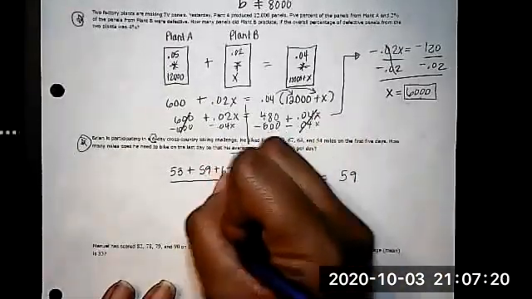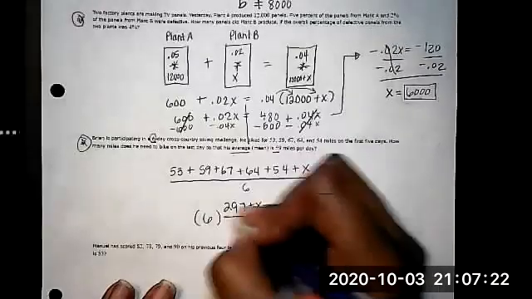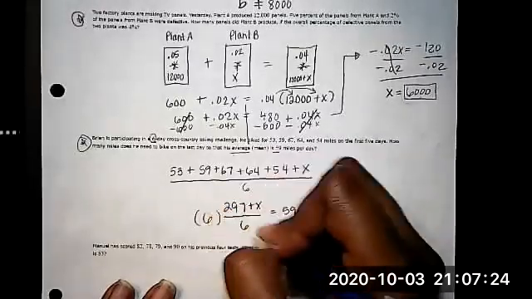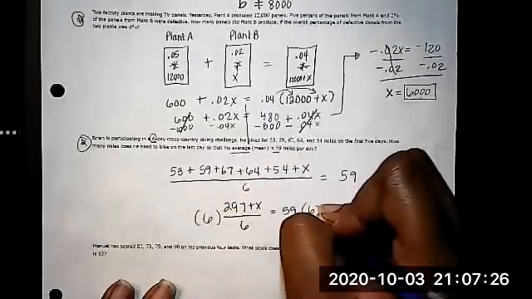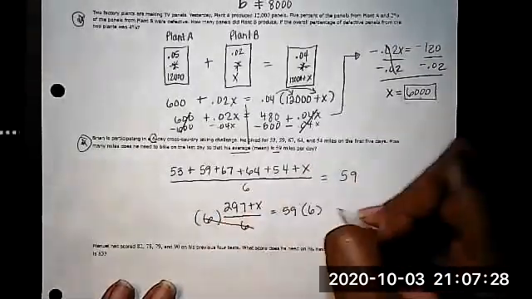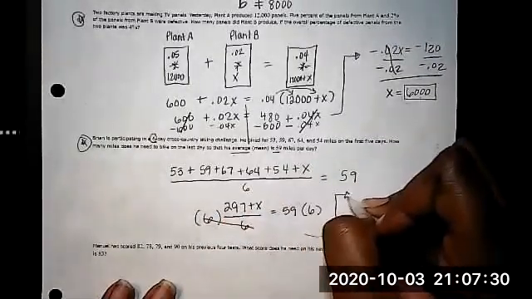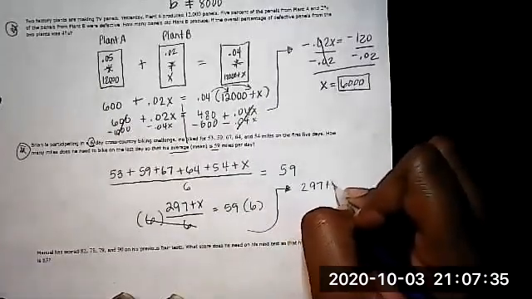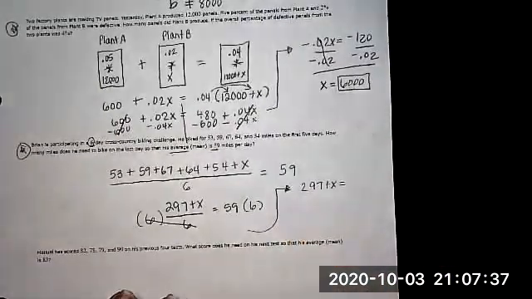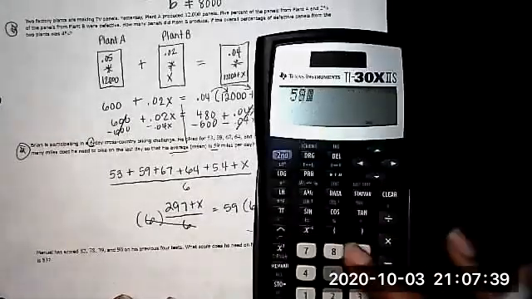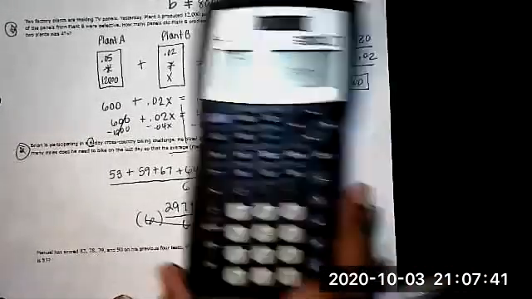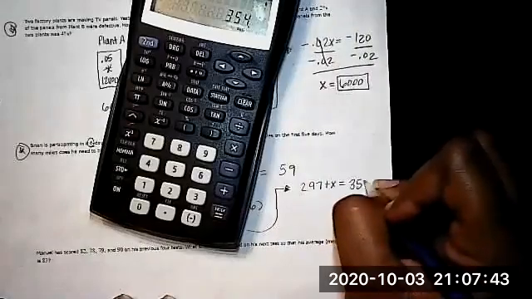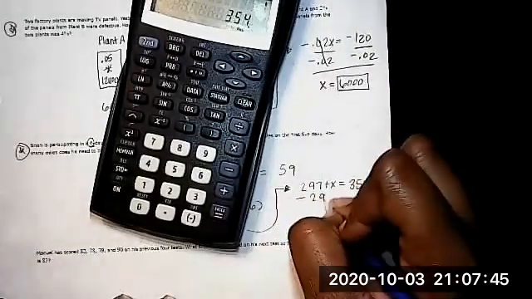In order to get rid of that, I'd have to get rid of this 6 first, because they're both on top. But if I multiply by 6 here, I've got to multiply by 6 there. This now becomes, moving this over here, 297 plus x equals 59 times 6, which is 354, and then you'd subtract 297 here.